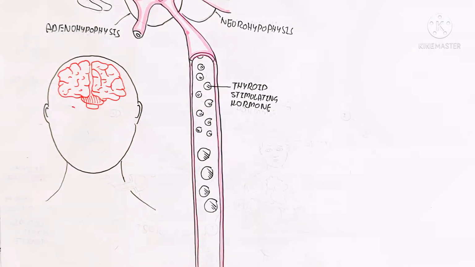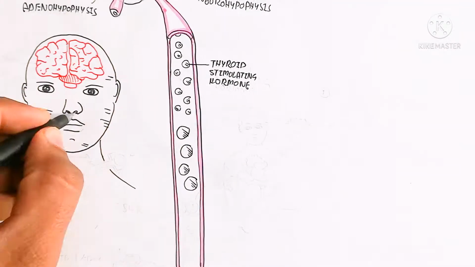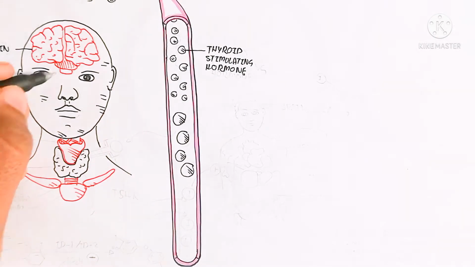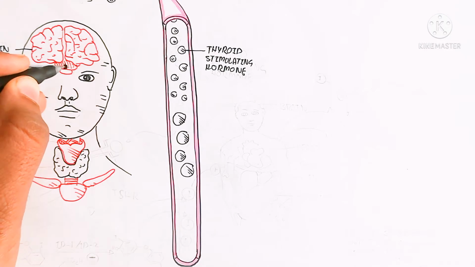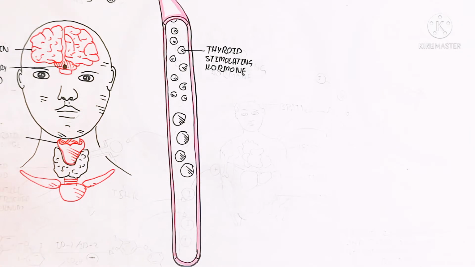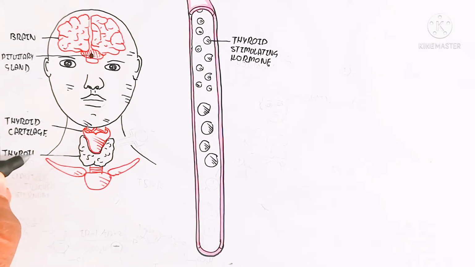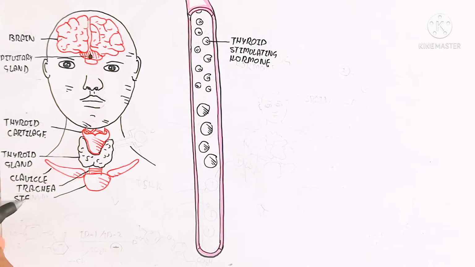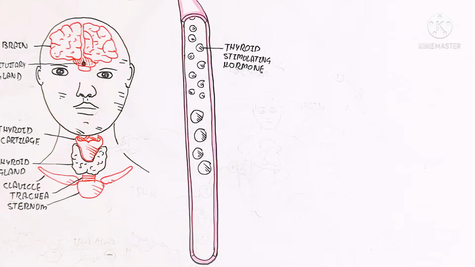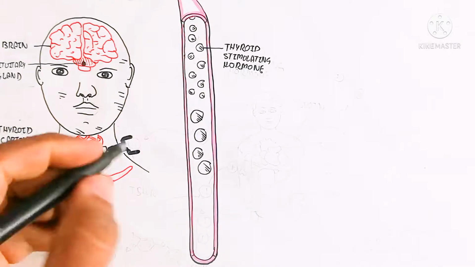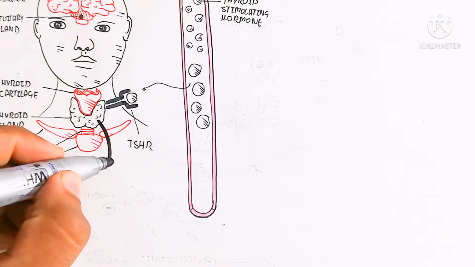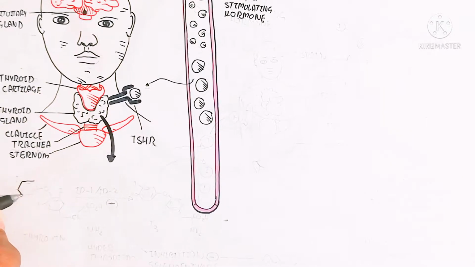Here is the supposed person, containing the brain and pituitary gland. After the transmission of the signal, the thyroid stimulating hormone produced from the brain goes into the blood circulatory system. Here is the anatomical aspect: brain, pituitary gland, thyroid cartilage, and the thyroid gland here, which is a lobe-like structure, and you can see the trachea, sternum and clavicle in this diagram. Here is the receptor of the thyroid, which is the thyroid stimulating hormone receptor.